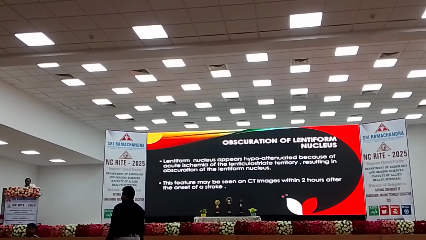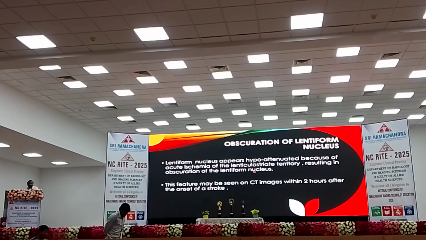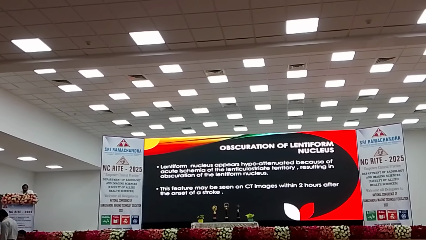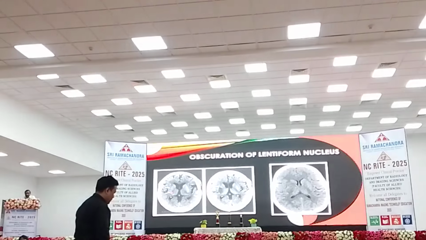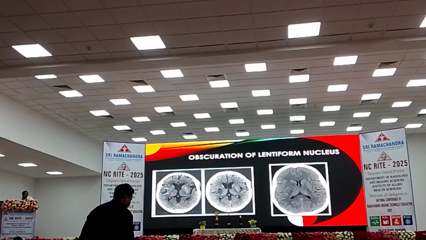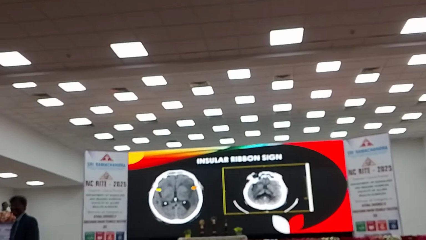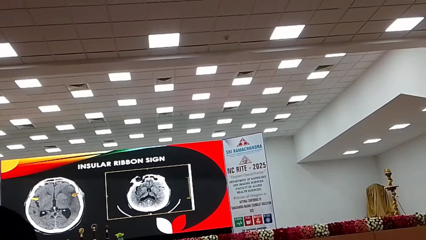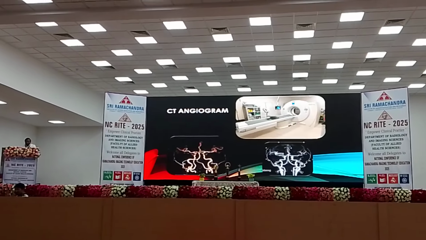The lentiform nucleus appears hypoattenuated because of acute ischemia in the lenticular territory, resulting in obscuration of the lentiform nucleus. This feature may be seen on CT images within 2 hours after the onset of the stroke. The arrow shows where it is obscured, and you can see the infarct here. In the normal, it does not appear. This is the insular ribbon sign, where you can see the Sylvian-Fisher fissure effaced, and this is the loss of gray and white matter differentiation.